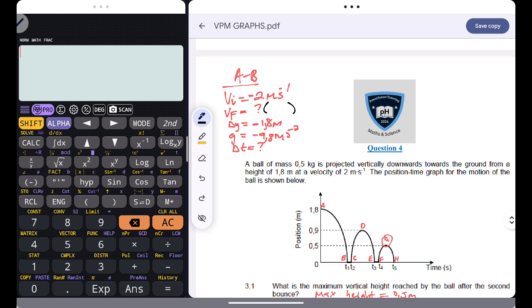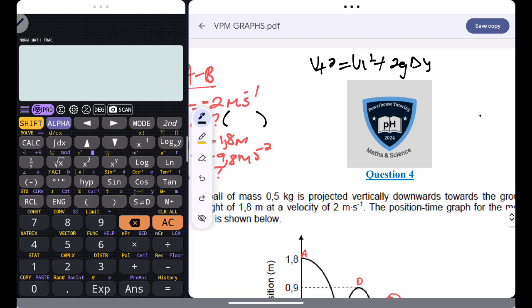So how can I find my final velocity? I know that Vf squared is equal to Vi squared plus 2g delta y. All I need to do is substitute here. Initial velocity is negative 2 squared plus 2 times negative 9.8. Delta y is negative 1.8. This is equal to Vf squared, right?